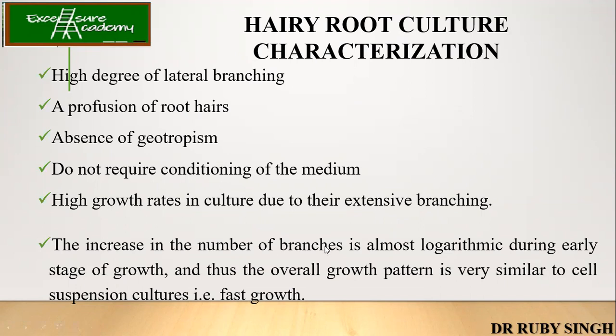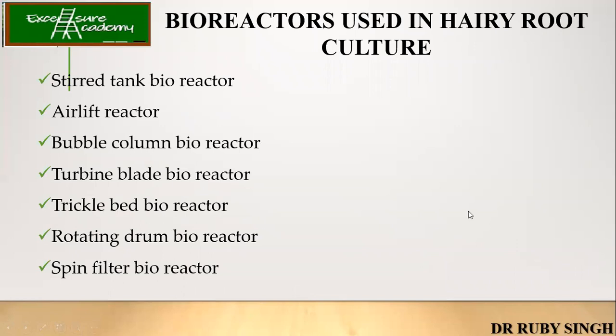Now, the increase in the number of branches is almost logarithmic during the early stage of growth, and thus the overall growth pattern is very much similar to cell cultures in suspension. So that means what? These roots grow very fast once they cross the lag phase, as we know about the growth curve of a cell.